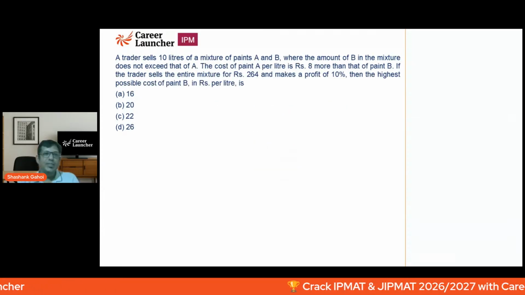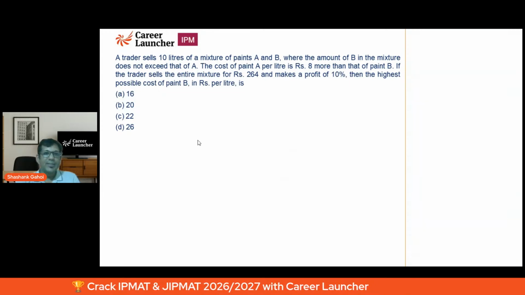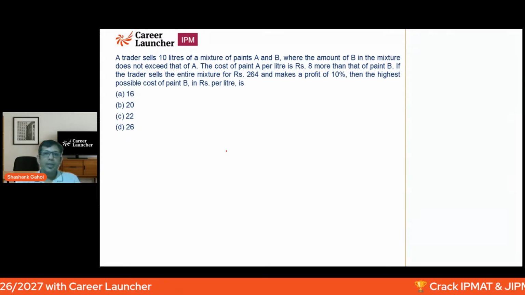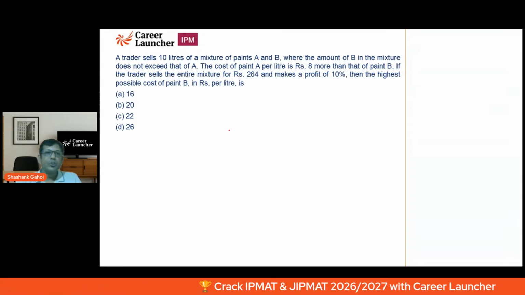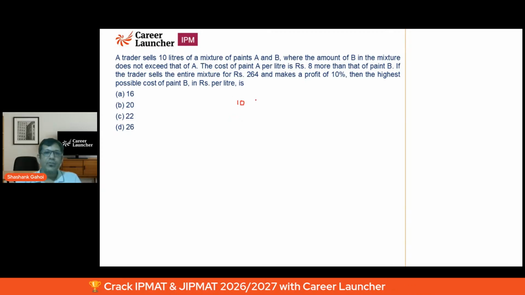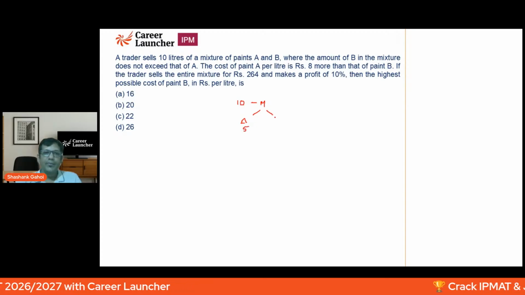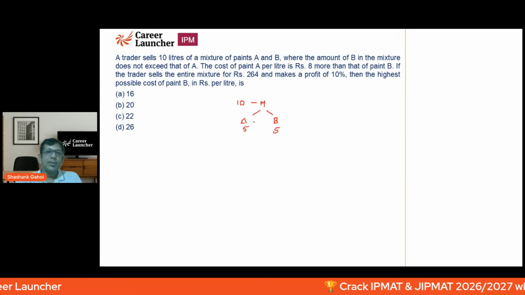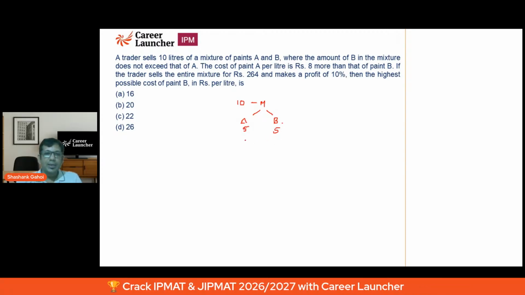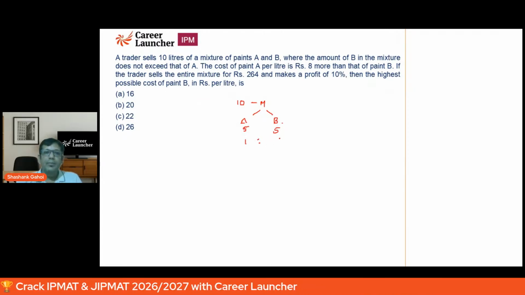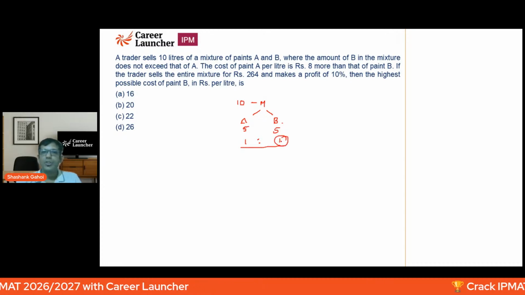Okay, now let's look at the next one. What does it say? A trader sells 10 liters of a mixture of paint A and B, where the amount of B in the mixture does not exceed A. So if A is 5 liters in the 10 liter mixture, then B can be 5. Otherwise, A is definitely going to be greater than B. It means the maximum value of B can be 50%. This is what the question is saying.